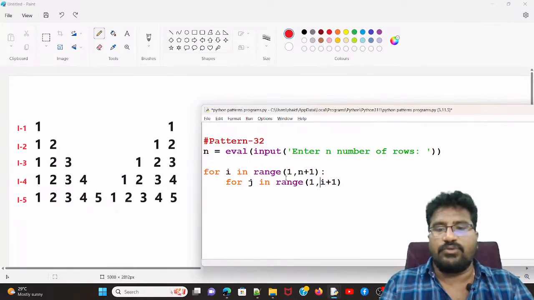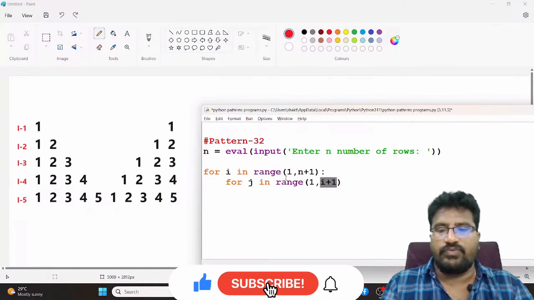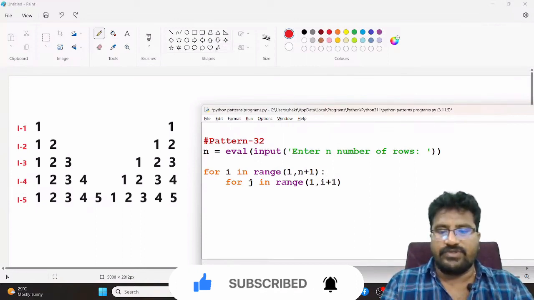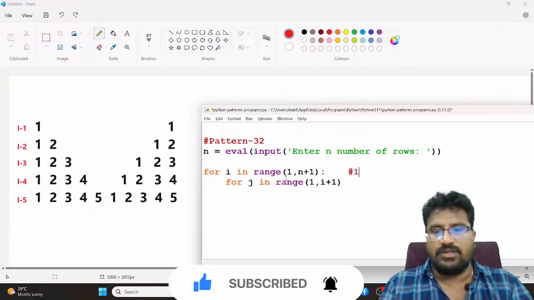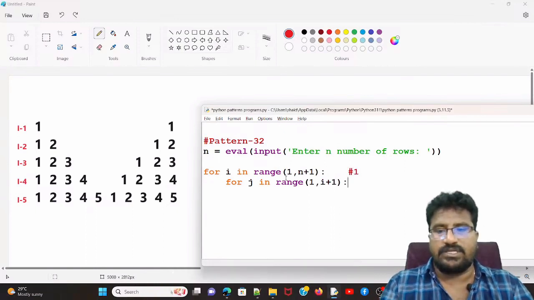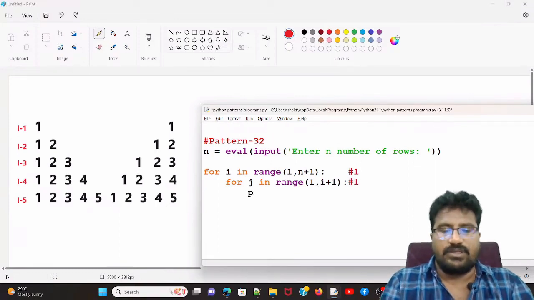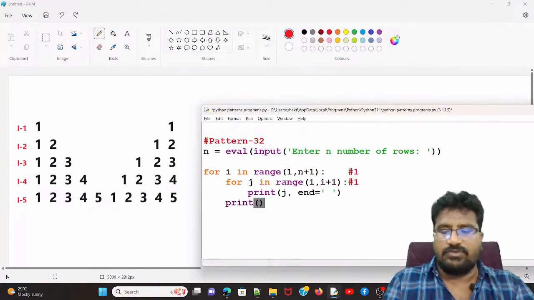So first time what's the i value? 1, 1 plus 1 is 2, 2 before 1. So whenever the i value is 1, at that time the j iterates only one time, guys. That one time displays what? That j value is displaying, okay? And end equal to like this. First we'll see this part only.